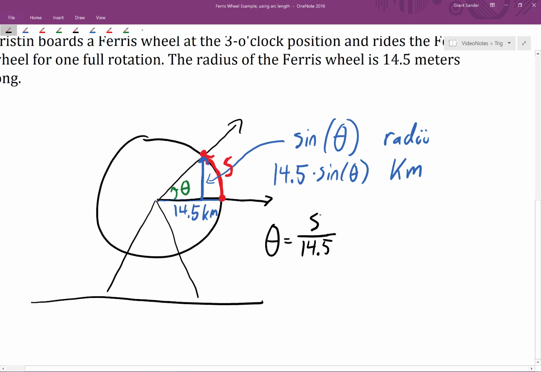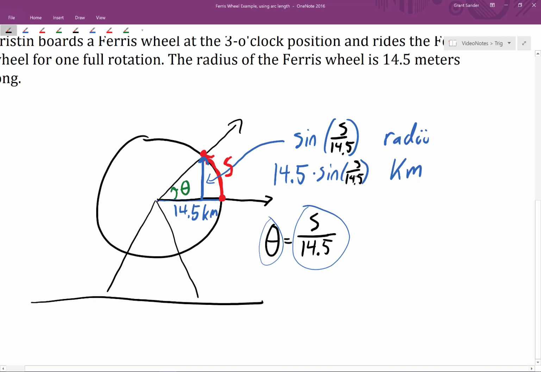This will be true for all values of s and theta. What this tells us is, anytime we see theta, we could actually just replace it with s divided by 14.5, because both of those represent the number of radians swept out since the Ferris wheel started rotating. So in our previous expressions, we could actually just replace thetas with s divided by 14.5.